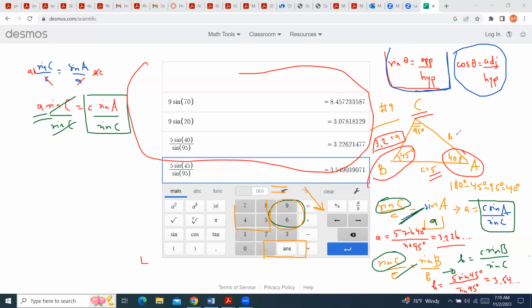Notice that these two sides are very close to each other. No wonder, because the angles are also pretty close. If they were the same angles, the sides would be the same, but notice the sides are almost the same because the angles on the bottom of this triangle are also almost the same.